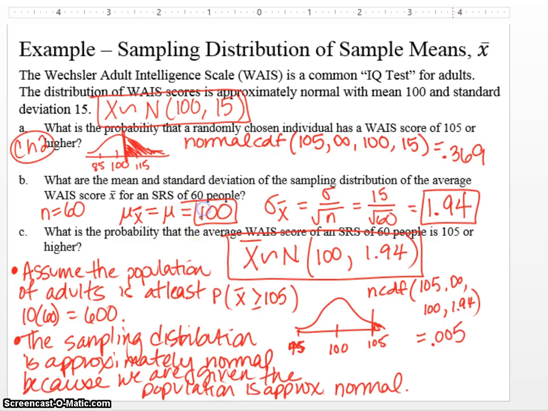And you should get 0.005. Okay, so what is the probability that an individual will have a score of 105 or above? That's 37%. What is the probability that an average of 60 people will be over 105? That is 0.5%, a lot smaller because you're taking an average of 60 people.